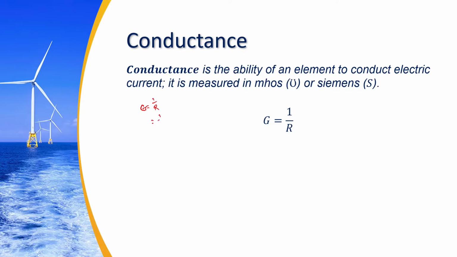So ano ba formula ng R natin? Formula ng R natin is voltage over current. So therefore, kapag dinivide natin yung 1 divided by voltage over current, magpapalit lang to. So therefore, G is equal to current over voltage. Okay?